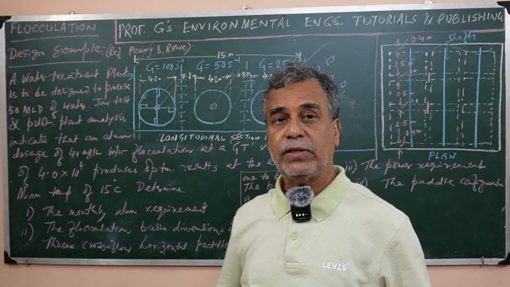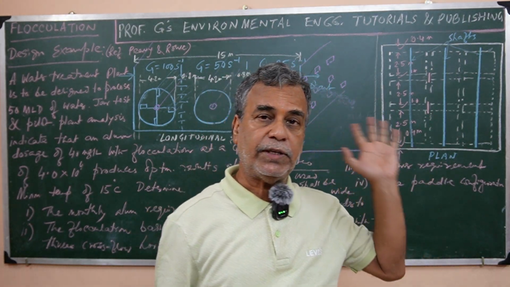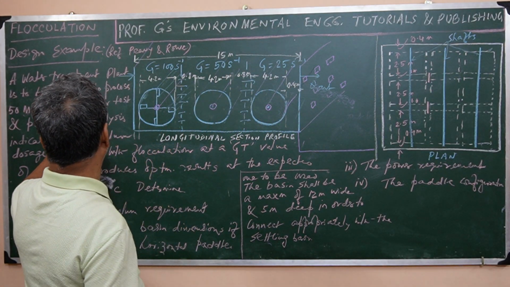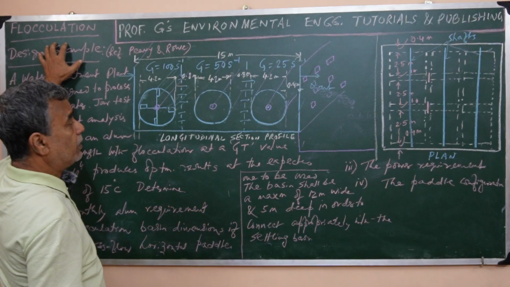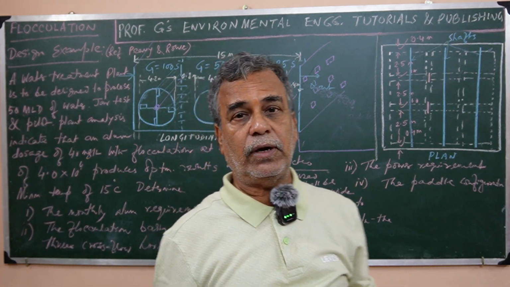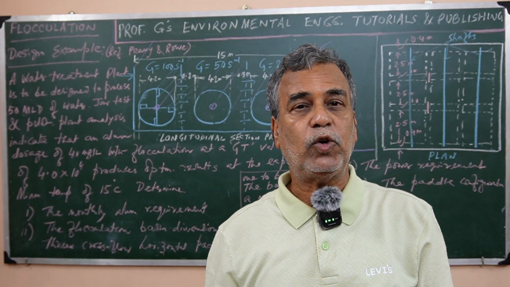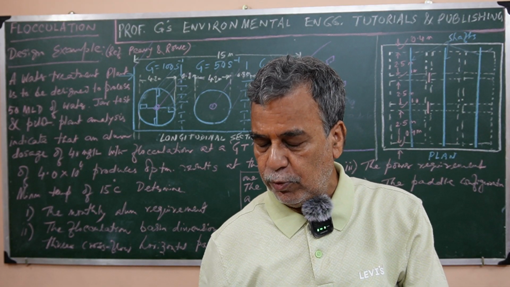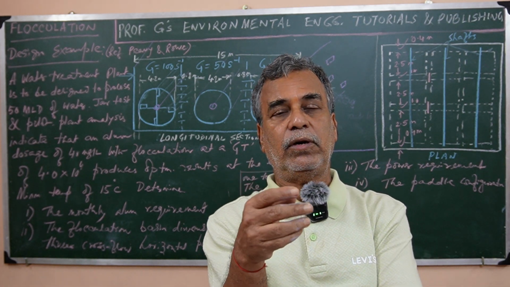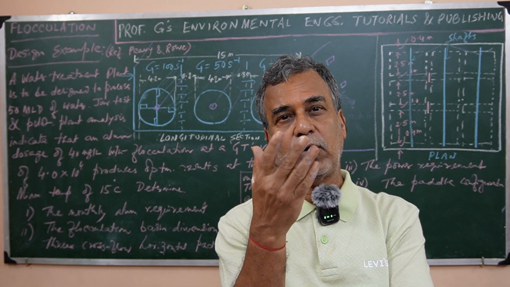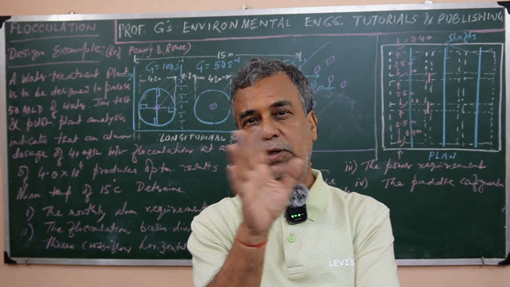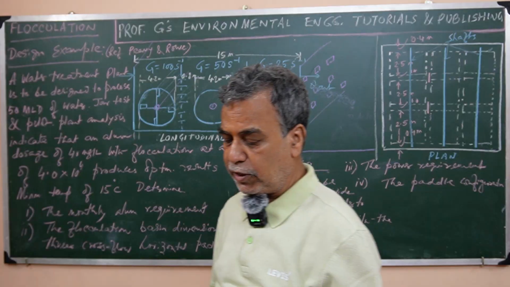Today, as you see, I have written the problem statement on flocculation. A very typical example. This example is taken from the book by P.V. Rowe and Van Nostrand Glass, a very popular book indeed, because it covers more or less water, wastewater, solid waste, then air pollution. So it is environmental engineering in the complete sense.